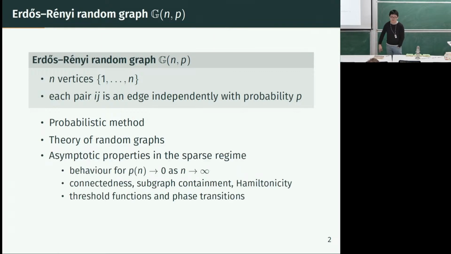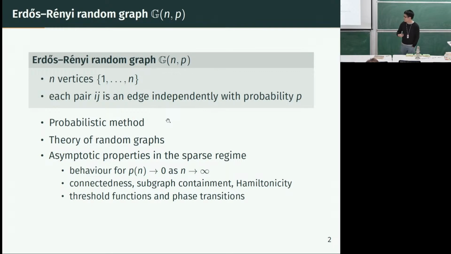To date, we know a lot about the Erdős-Renyi random graph. We have studied many graph properties. Some include connectedness, containment of subgraphs, Hamiltonicity, and so on. Often what we study is the so-called asymptotic setting in the sparse regime, meaning that we care about what happens as n goes to infinity. We often don't look at a fixed probability p, but rather some probability function p(n), and typically this will go to 0 as n goes to infinity.